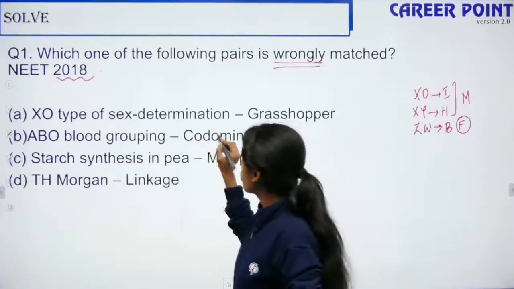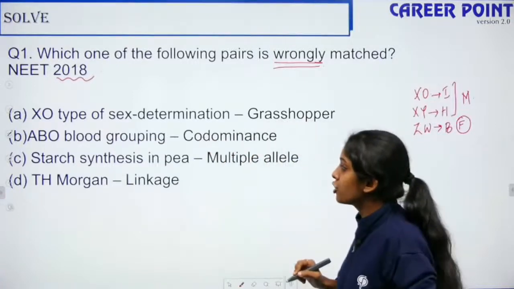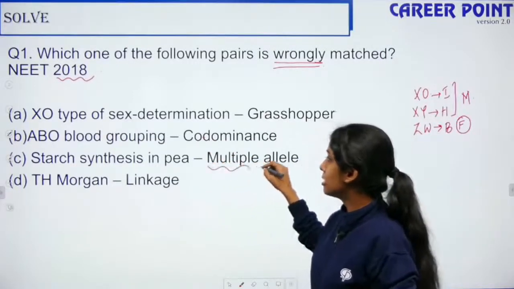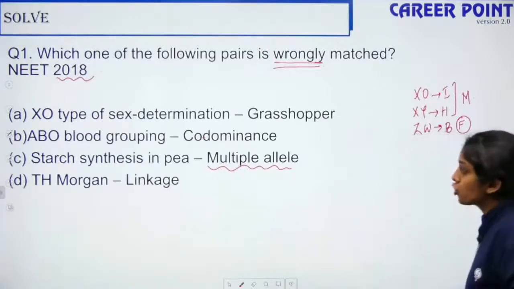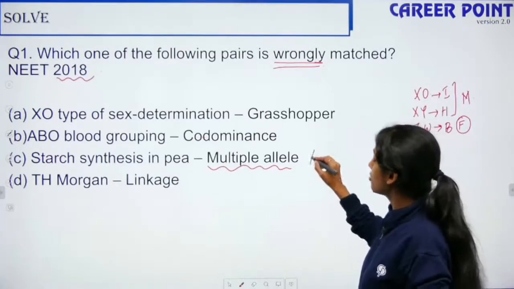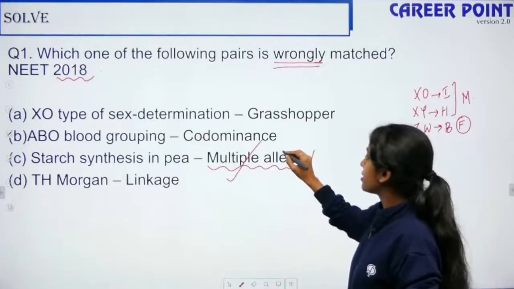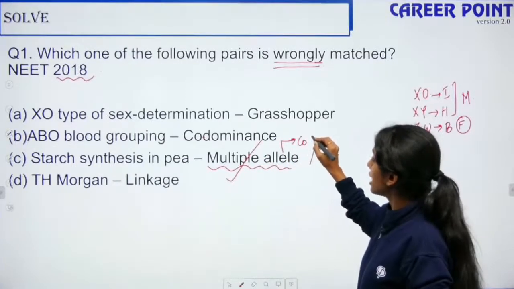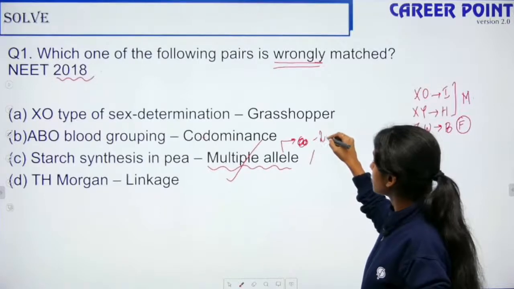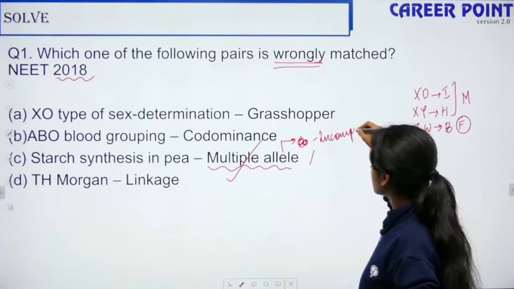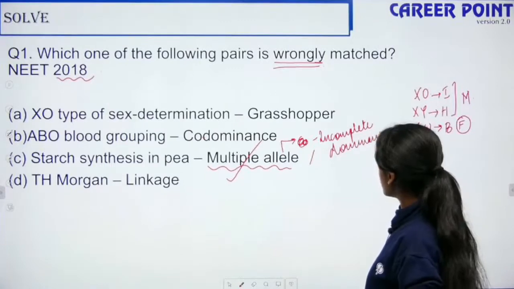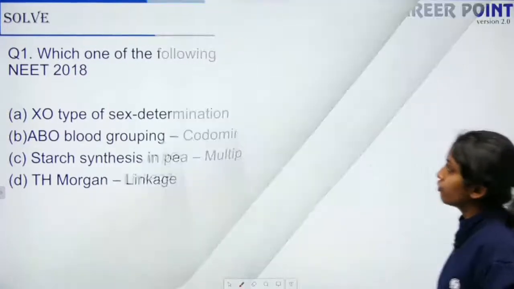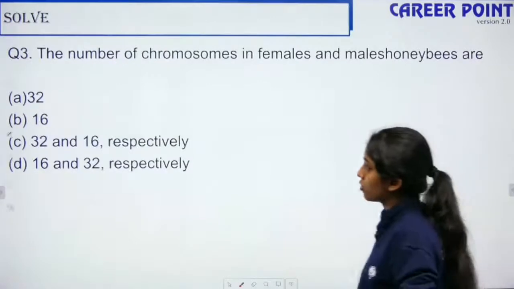So ABO blood grouping is codominance. Starch synthesis in pea is multiple allelism. TH Morgan found linkage. So which is wrongly matched? Yes, this is not multiple allelism. This is incomplete dominance, right? So option 3 is wrongly matched. Yes, right. Okay, so moving further. So question 2, I'm sorry.